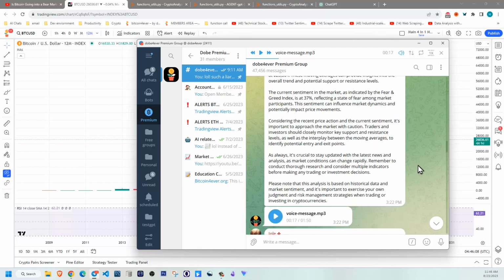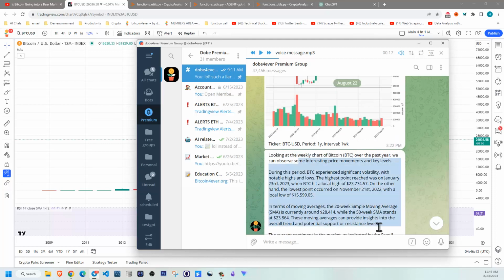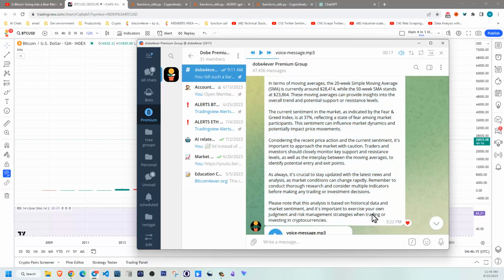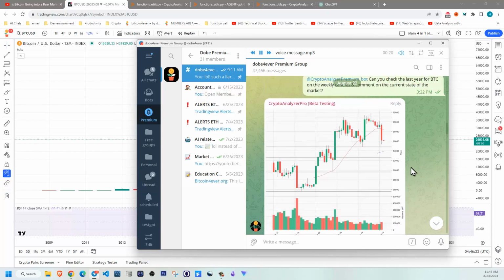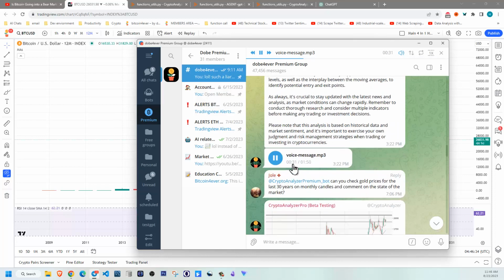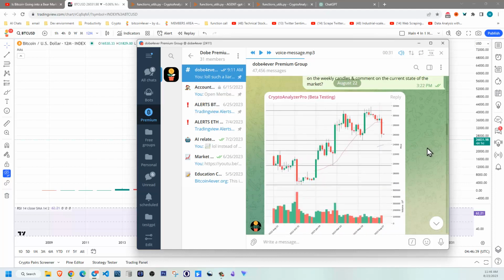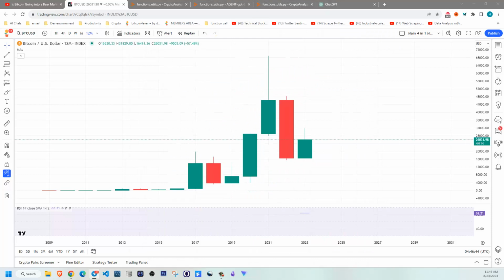Another thing I introduced, only for the premium version, is the audio, so that we don't have to read this long text. We can just click the audio and listen while looking at the chart. "When BTC hit a local high of $23,774.57. On the other hand, the lowest point occurred on November 21st, 2022, with a local low of $15,599.05." Anyways, I'm not going to play the 2 minutes audio, but that's what I've been doing with this bot. And I guess we can move on to the chart now, to the actual analysis.